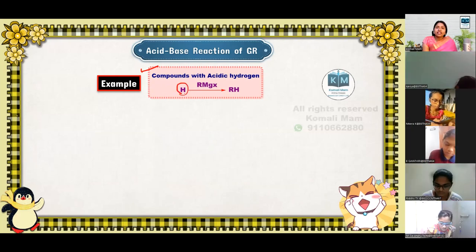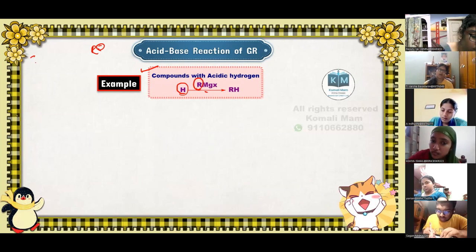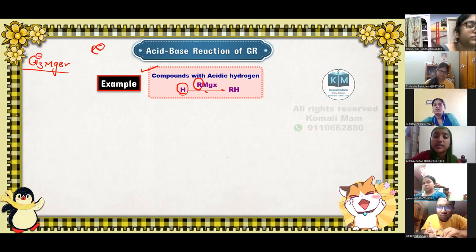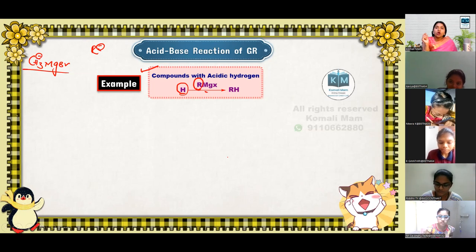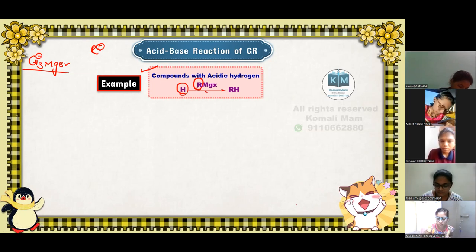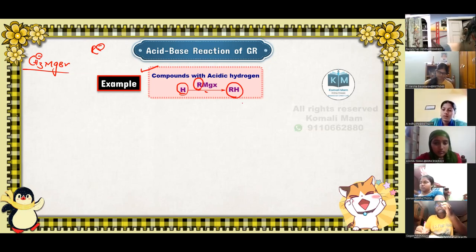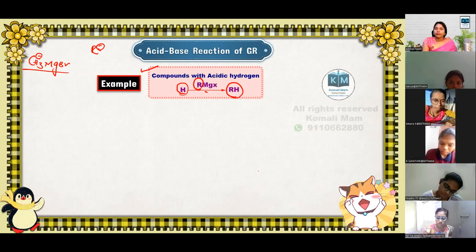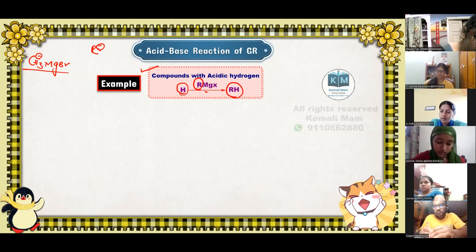See, for example, one compound is having hydrogen. What does the Grignard reagent do? Grignard reagent is a good source of carbon anion. That R minus is there, no? R MgX means you should always see it as R minus. Suppose you see CH3-MgBr, immediately it should come to your mind that it is CH3 minus. That CH3 minus takes the H plus, the acidic hydrogen, and it forms RH. Is that clear? Got the clarity?